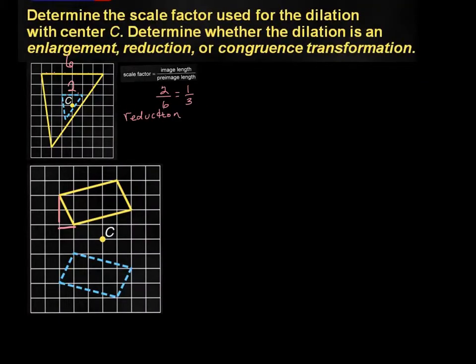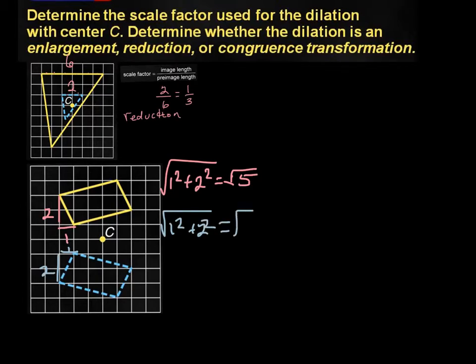And this time I'm going to get the length of that side, so I'm going to do 1 squared plus 2 squared, and a squared plus b squared equals c squared. So that's a square root of 5, and sure enough, down here I've got a 2 and a 1 also, so that one's also going to be square root of 5.